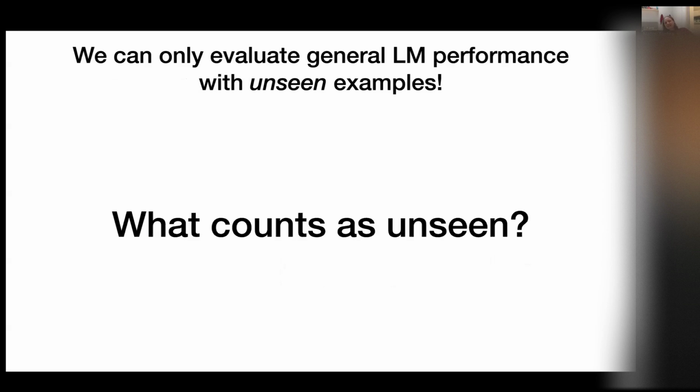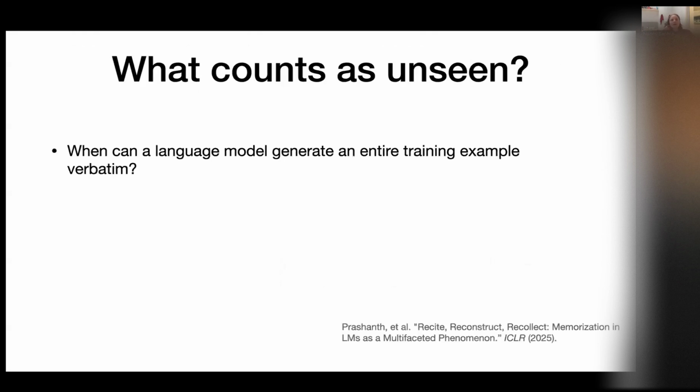But we might have to ask what counts as an unseen example, right? What can we actually test a model on? Well, we might say things that a language model is able to just generate verbatim. If it's able to generate the whole sentence verbatim every time, it probably doesn't count as unseen.